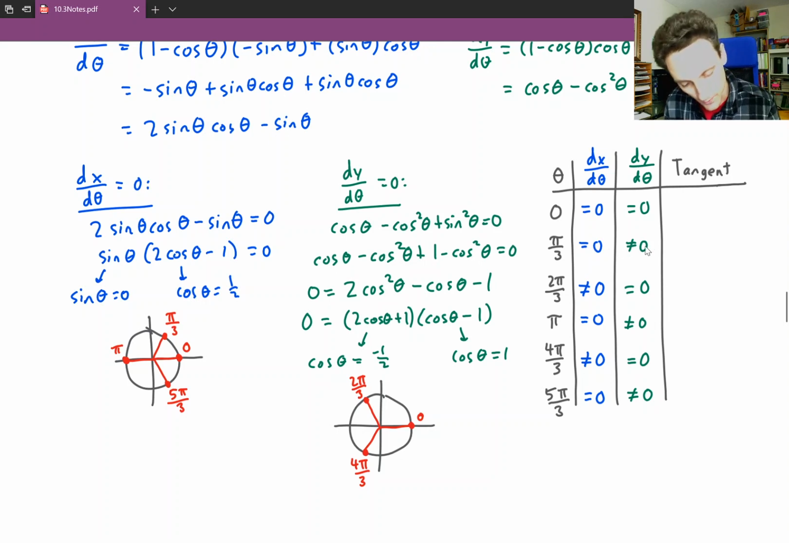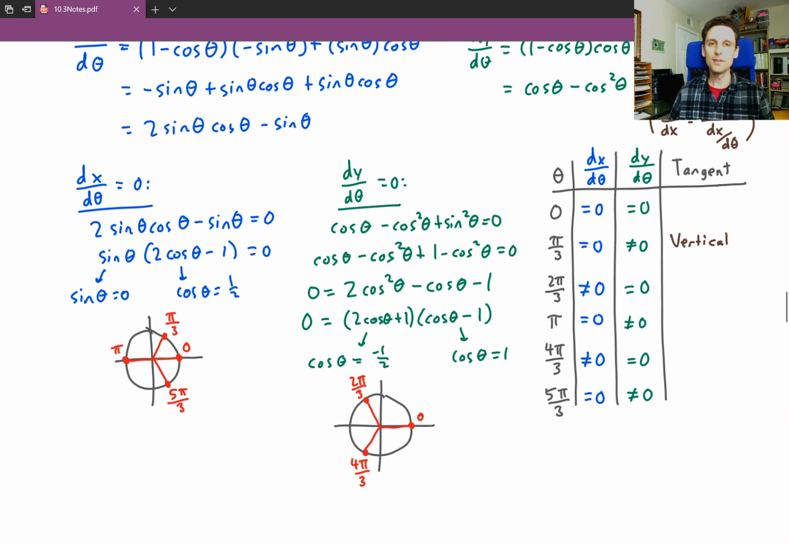Remember that dy/dx is dy/dθ over dx/dθ. So when dy/dθ is non-zero and dx/dθ is 0, that's like dividing by 0, which means we're going to have a vertical tangent line. That's like the infinite slope, that undefined slope is where you have a vertical tangent line.